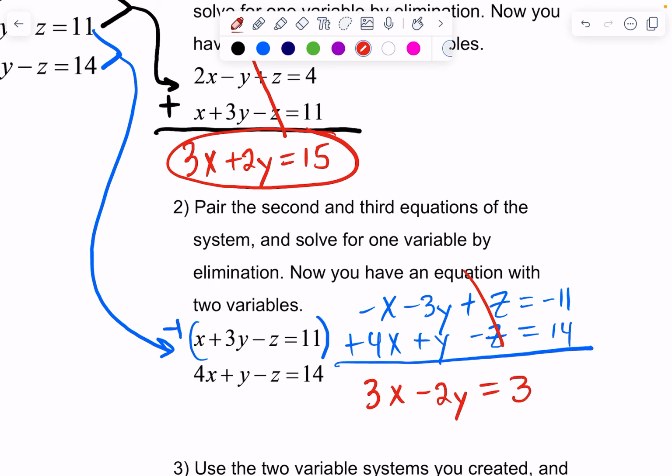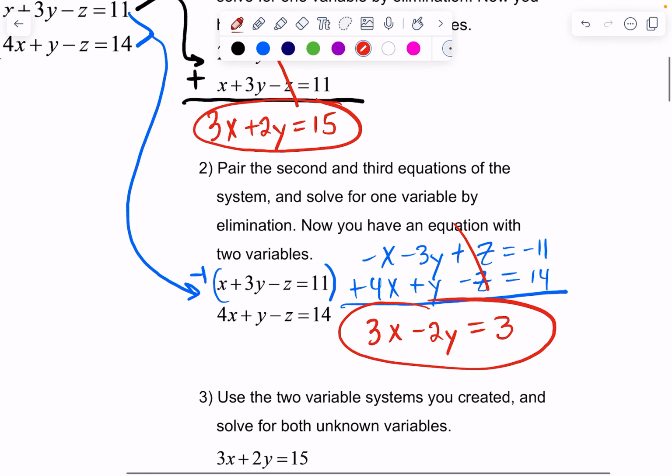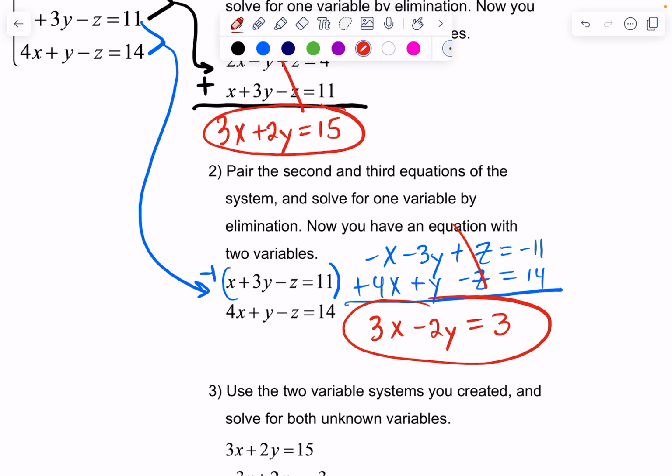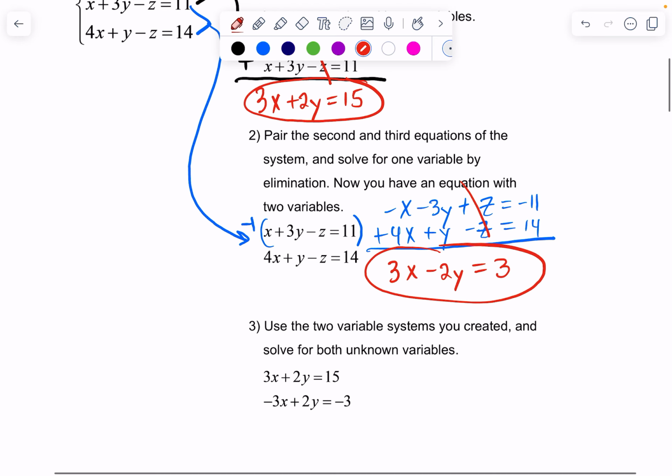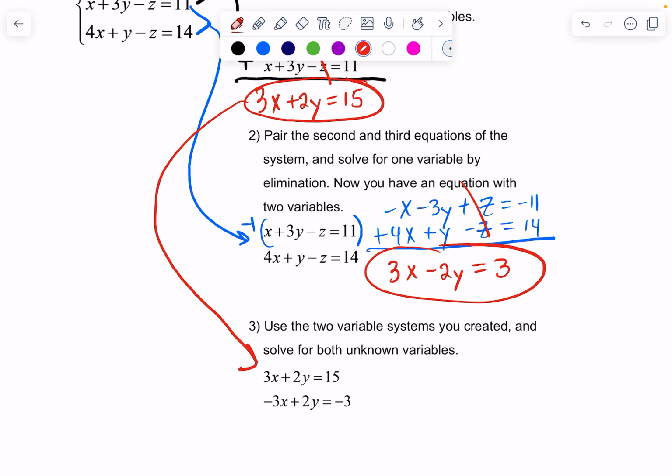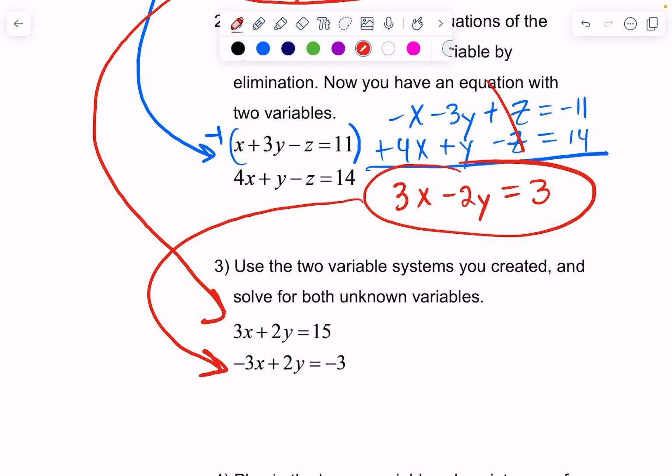So now I'm going to take these two equations, the two-variable systems that you created, and solve for both unknown variables. So you're going to take these two over here and you're going to go ahead and solve. Now, you may say, wait a second, Mr. Moore, you made a mistake. You have 3x minus 2y equals 3, but over here you have negative 3x. That's right, I went ahead and I divided both sides by a -1. So that way I can set up my system to eliminate the x's right off the bat.